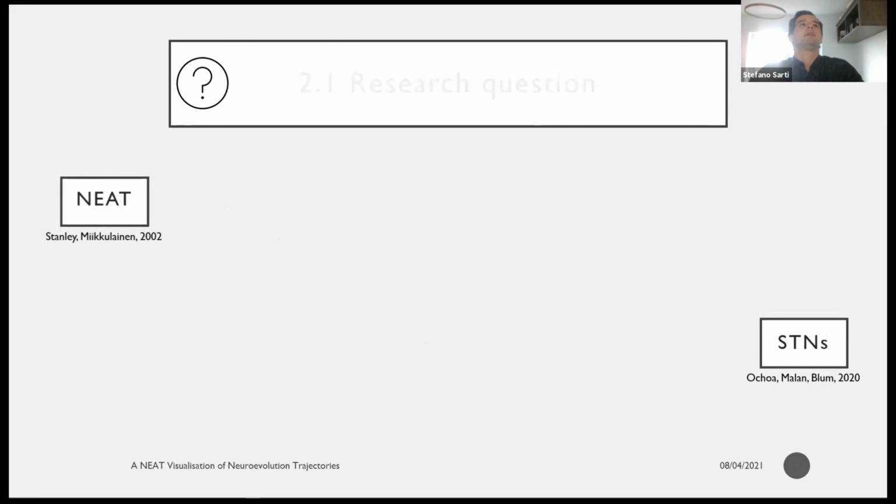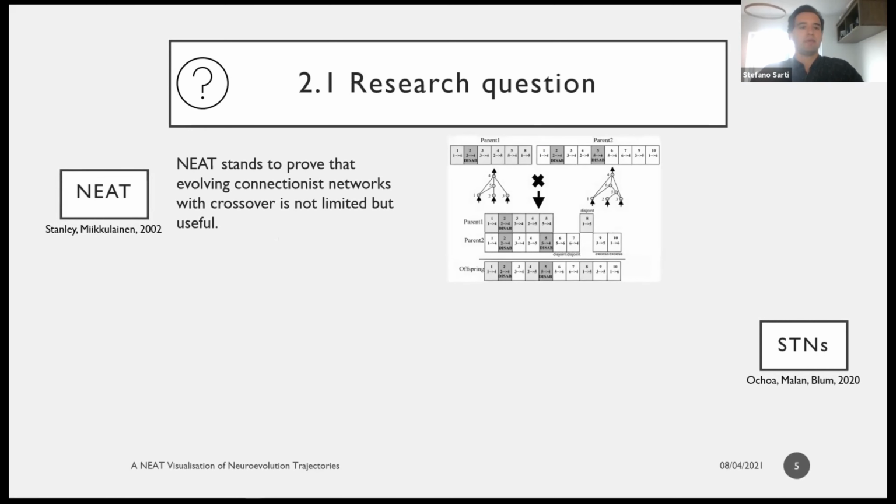The reason behind this is because NEAT and algorithms similar to NEAT have been criticized. It has been said that crossover is limited and does not add additional performance. So NEAT stands to prove that with this clever crossover technique, we can actually incorporate both parents' representation in the offspring, or the best part of both parents' representation.